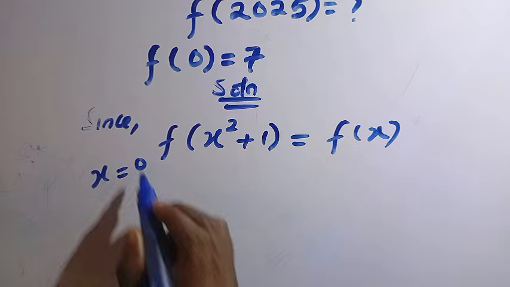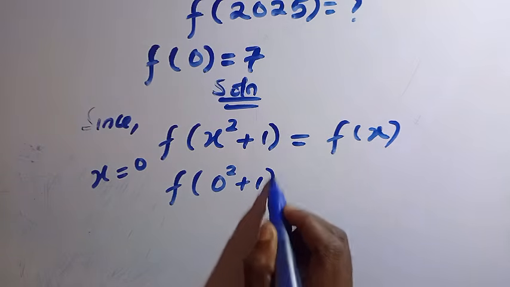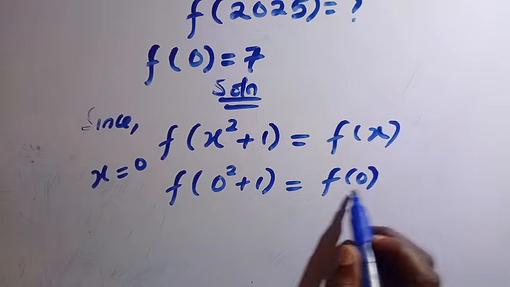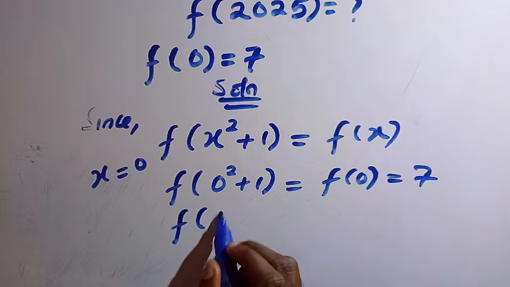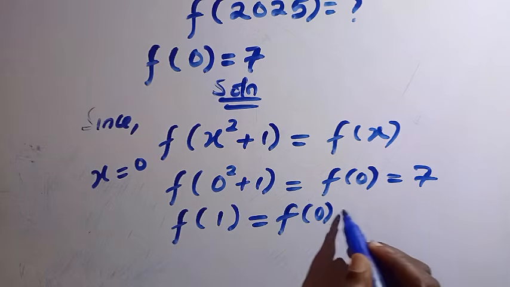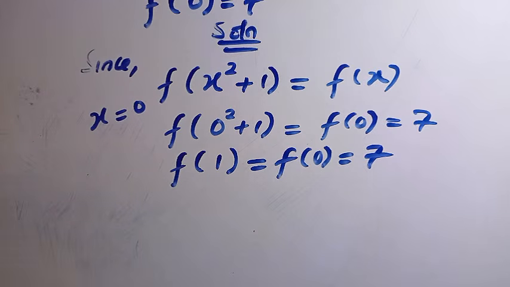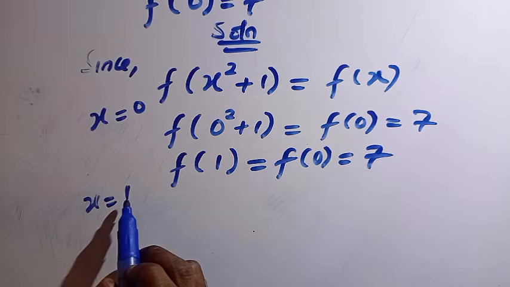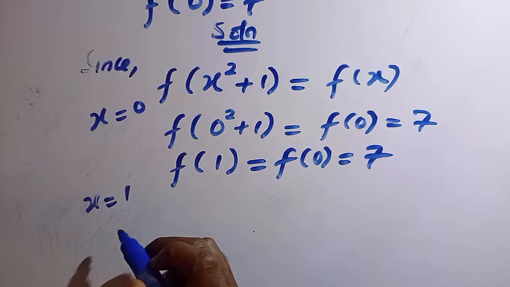If I start from x equals 0, then this becomes f of 0 squared plus 1 equals f of 0. But f of 0 here is given as 7. So f of 1 equals f of 0, everything equals 7. This is the first step we are going to take. Again, let's let x equal 1, because we have f of 1 here already. As we proceed, we are going to have a change in the value of x.